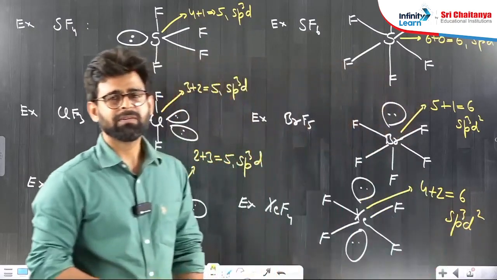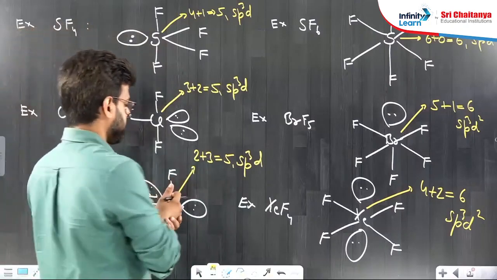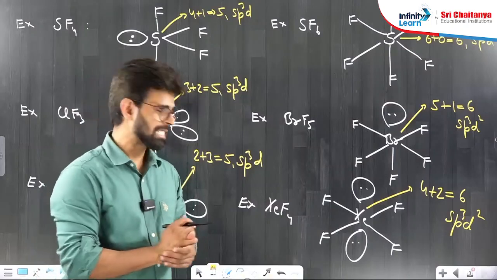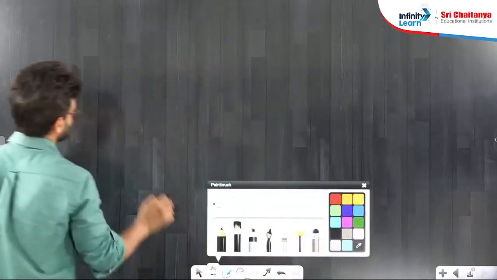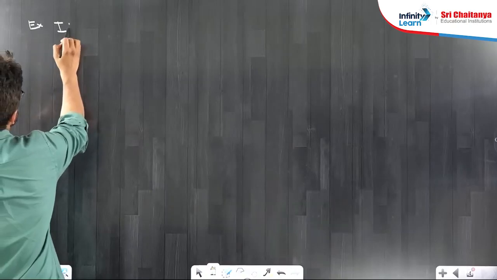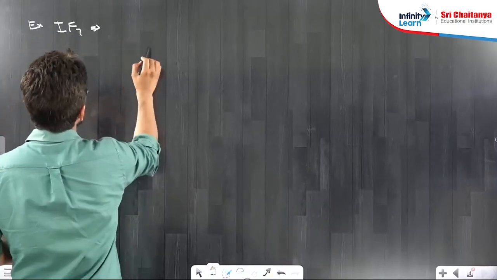Clear? This way we can easily find the hybridization. One last example I will say here. Okay, I hope it's clear up to now. The next example is IF7. Here you will see IF7.